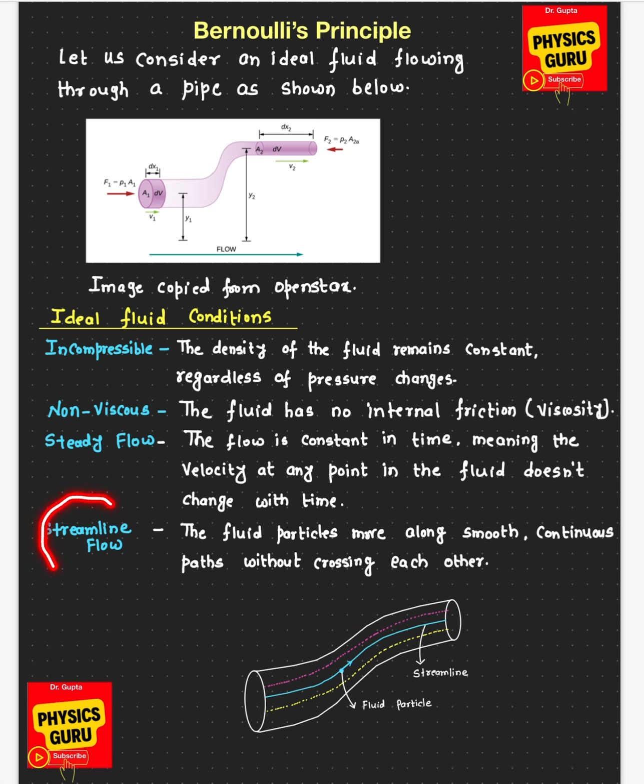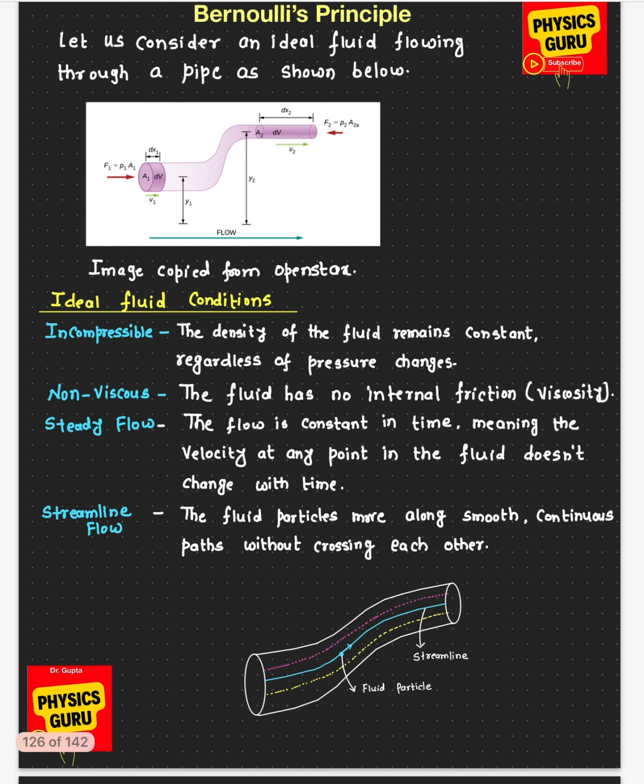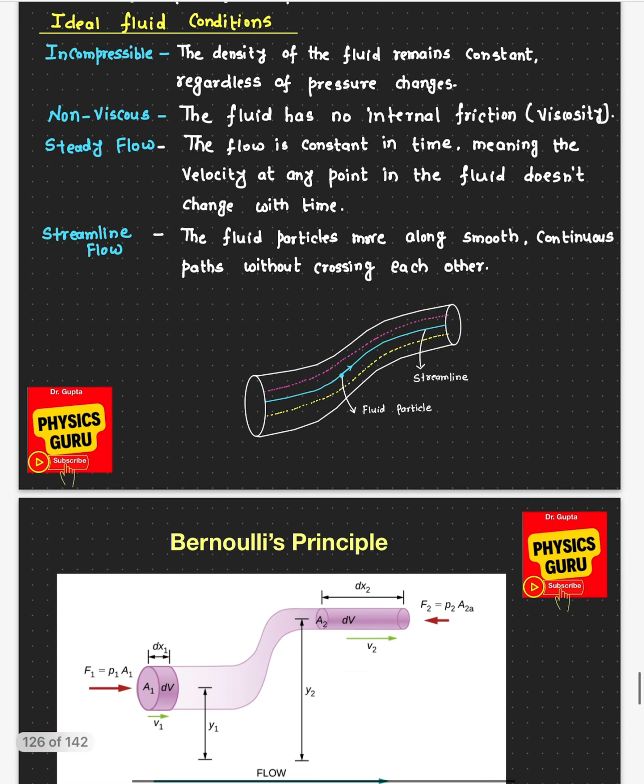And streamline flow means the fluid particles move in a smooth, continuous line, and the paths of the particles, which we call streamlines, never cross each other. If they cross each other, then it will no longer be a streamline flow; rather it will be a turbulent flow, and energy conservation will no longer be valid. Okay, so now based on this, let's derive the Bernoulli equation.